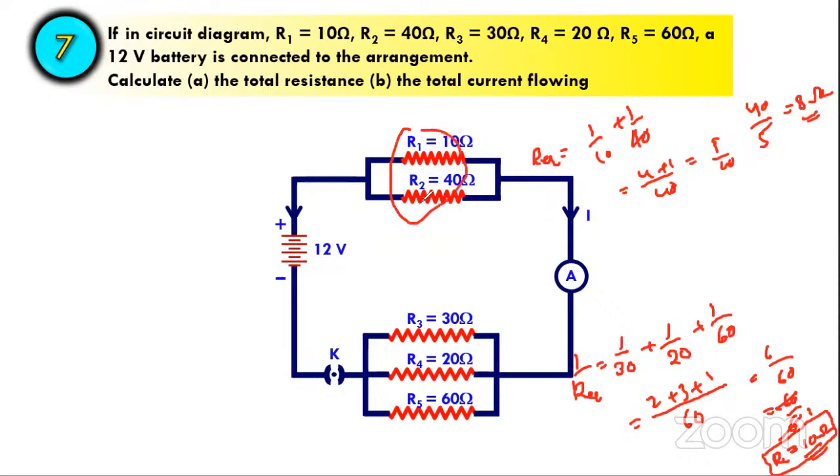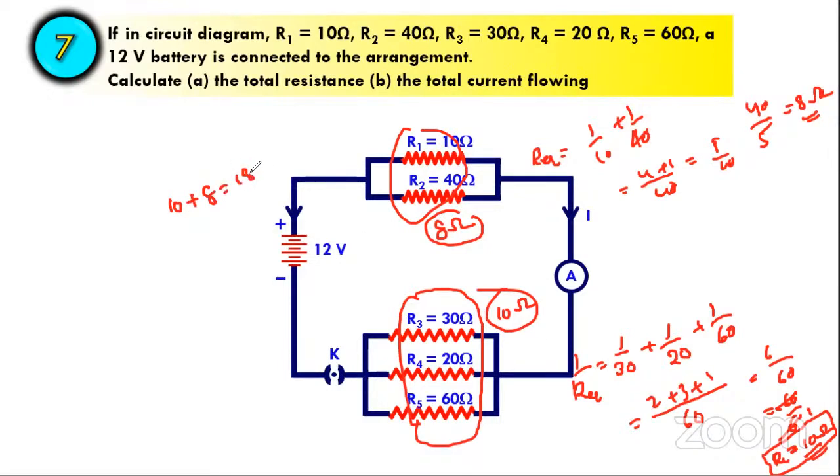Here we got 8 ohms, and here we got 10 ohms. Then are they connected in series or parallel? These two, this 10 and this 8. Series. So how much is the equivalent resistance? 10 plus 8, 18 ohms. The question is over. The total resistance is 18 ohms.